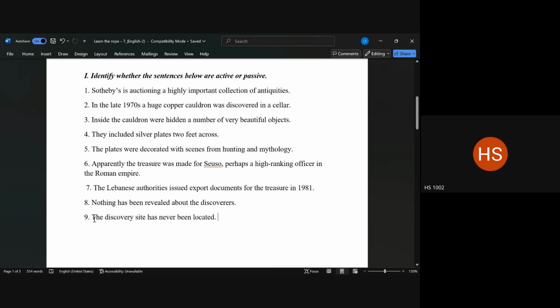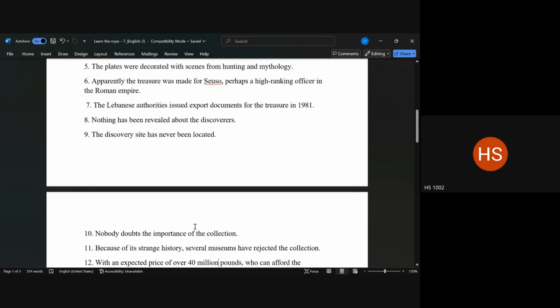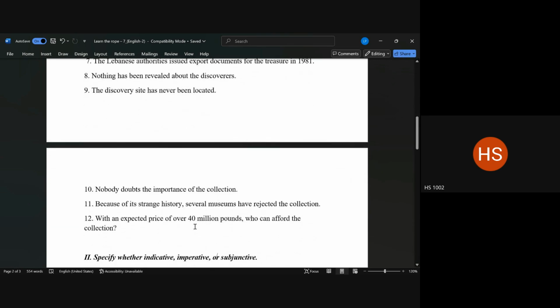Has never been located. It's passive. This is passive, and we have the same problem here, right? So, there is no subject here. If you have a question to convert this into an active sentence, then unless the subject is specified, we cannot do that. All we have is the object. So this is another example where the subject has been omitted, because the by phrase, which contains the subject, is an adjunct.